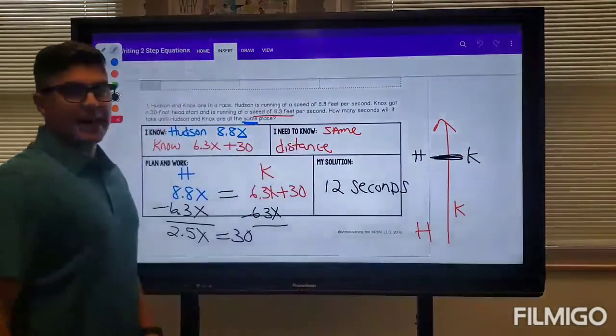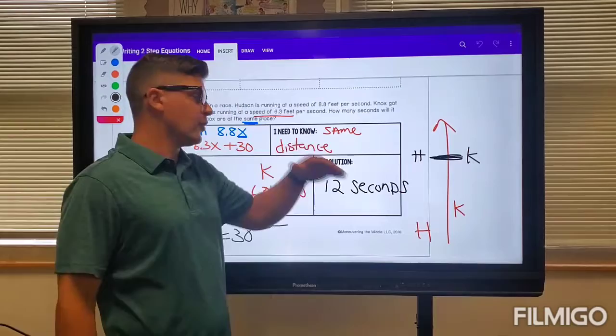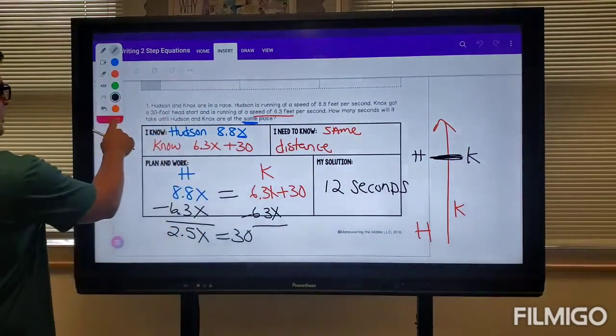And after that, what's going to happen? Hudson is going to run faster. He runs at a faster speed. So at that point, he will then pass Knox.